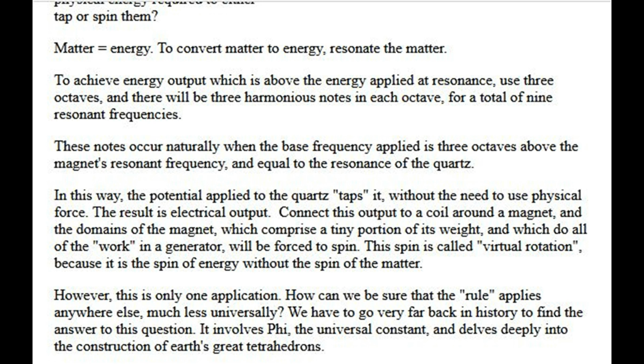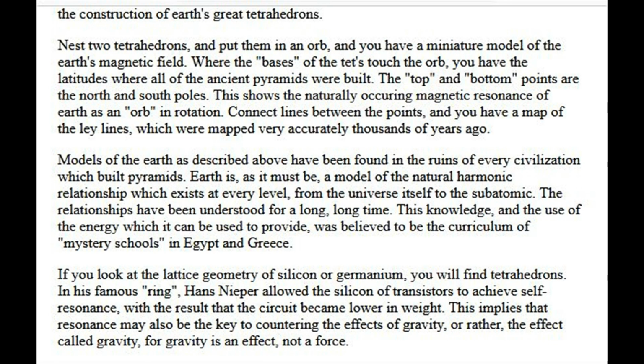We have to go very far back in history to find the answer to this question. It involves phi, the universal constant, and delves deeply into the construction of Earth's great tetrahedrons. Nest 2 tetrahedrons, and put them in an orb, and you have a miniature model of the Earth's magnetic field. Where the bases of the tets touch the orb, you have the latitudes where all of the ancient pyramids were built. The top and bottom points are the north and south poles. This shows the naturally occurring magnetic resonance of Earth as an orb in rotation.